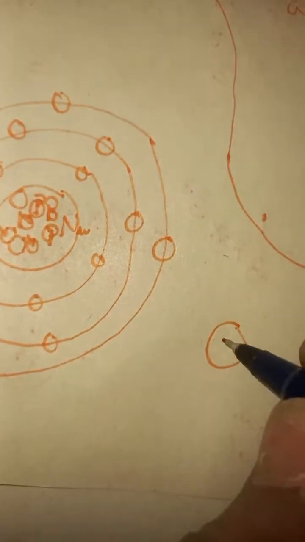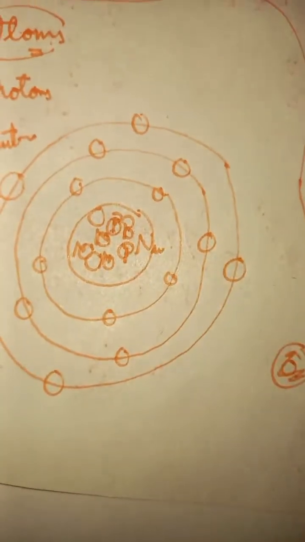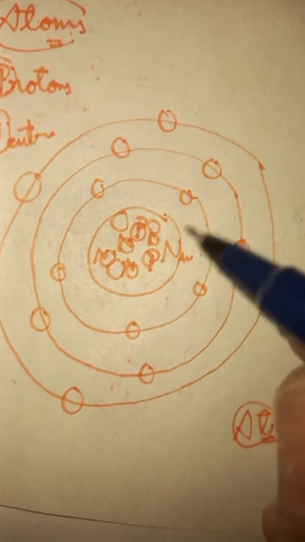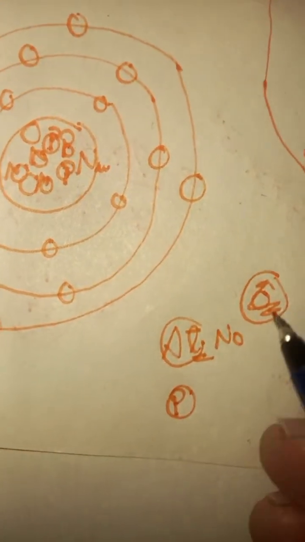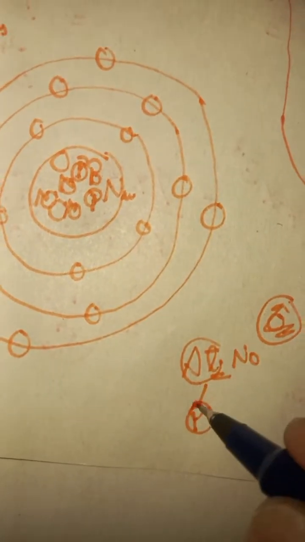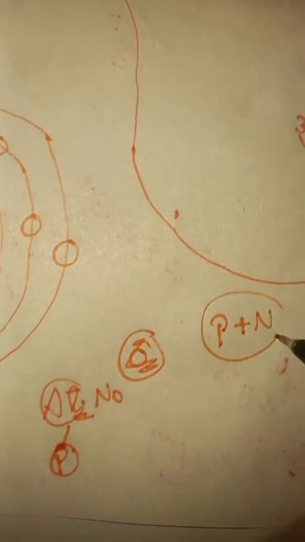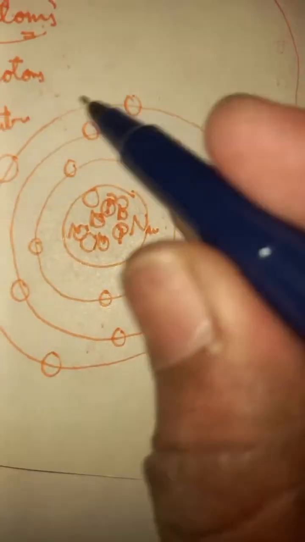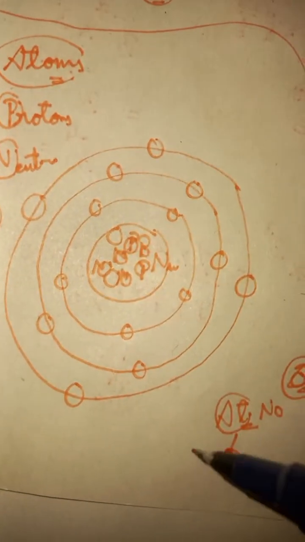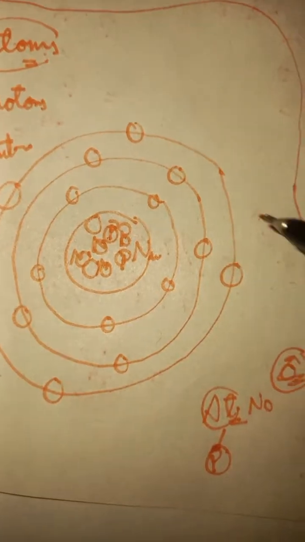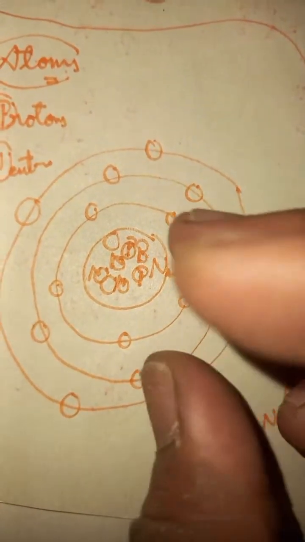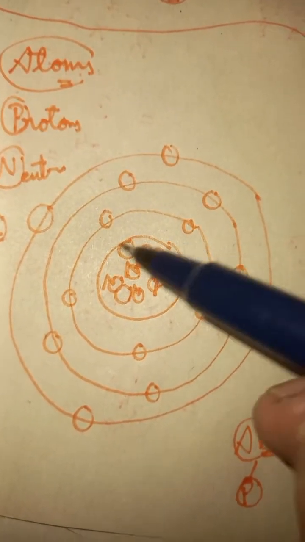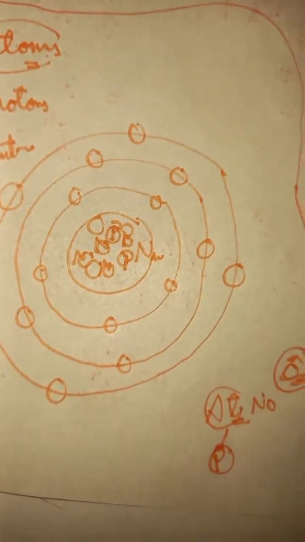The number of protons inside tells the actual atomic number, and the total protons plus neutrons give us the atomic mass. Why don't we count electrons? Electrons are outside and extremely light. Their weight is very small, so we don't count it in atomic mass. Atomic mass is the number of protons plus neutrons, and atomic number is the number of protons.